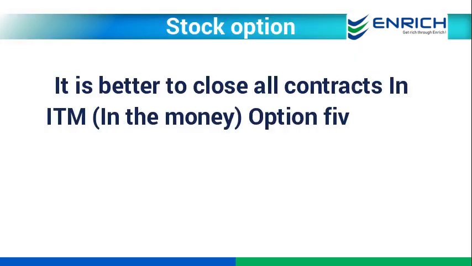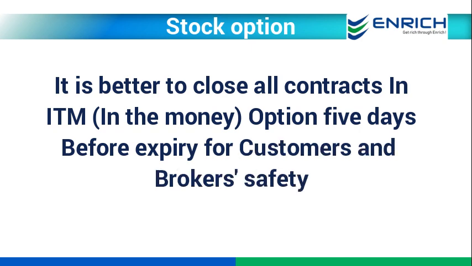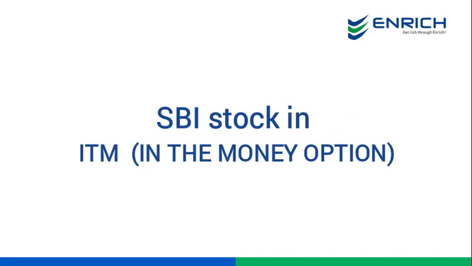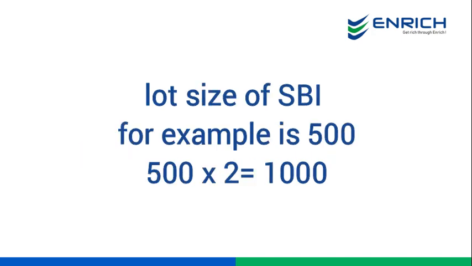On the other hand, in the stock option, for the safety of both the customers and the brokers, it is advised to close all the contracts in ITM or in the money option 5 days before the expiry date. Let me give you an example for the margin calculation. Imagine I have an SBI stock in ITM or in the money option. Now remember, if it's OTM or out of the money option, there is no issue as it would turn to 0. But I have chosen ITM. The lot size of SBI, for example, is 500 and I have 2 lots with me. So 500 into 2 would be 1000.